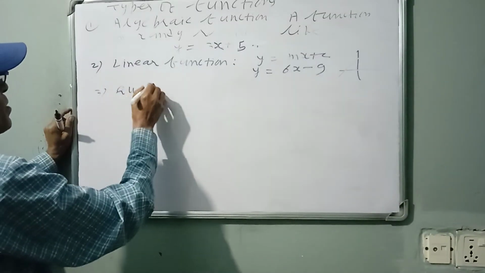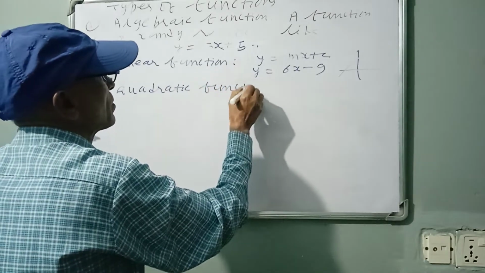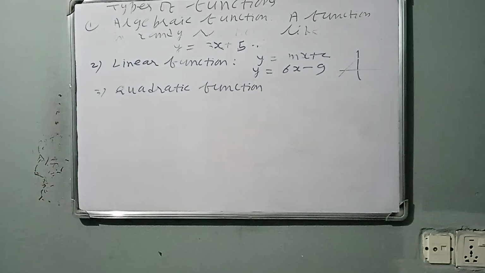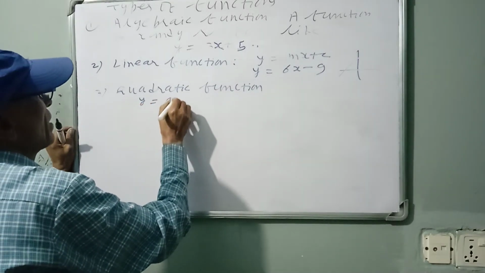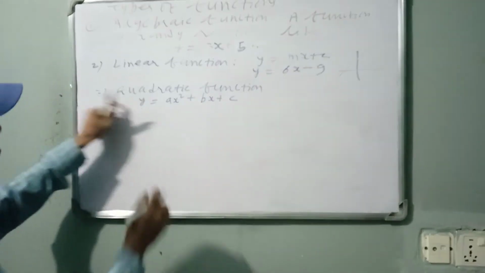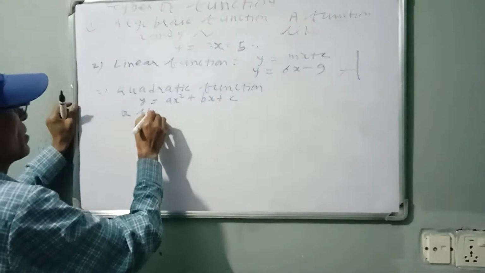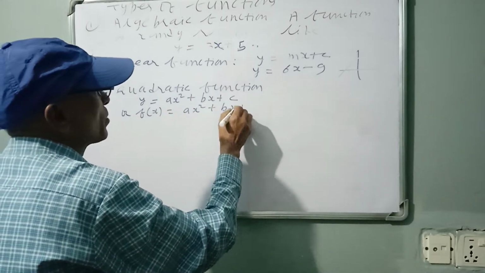Another function, quadratic function. A quadratic function is a function in the form of y equals ax square plus bx plus c. Here y means f(x), ax square plus bx plus c.